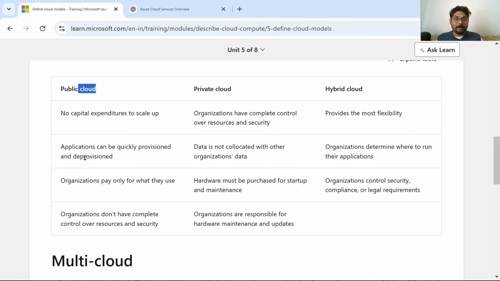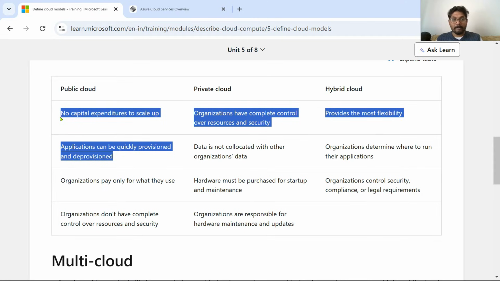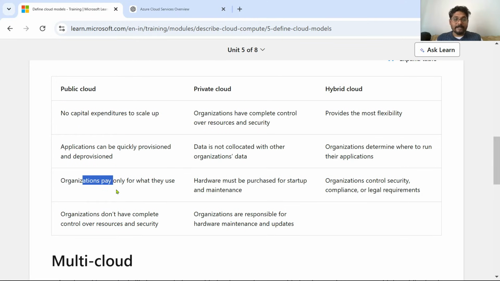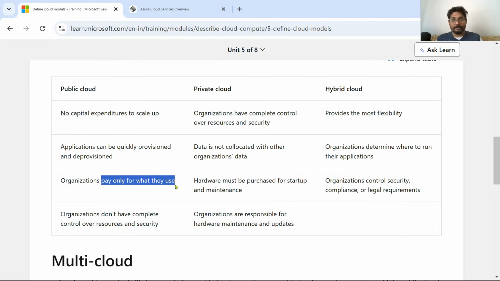Now look at the public cloud. Applications can be quickly provisioned and deprovisioned. So I can install an application, remove it. So you can do scaling up, scaling down. All this is the advantages of a public cloud. Organizations pay only for what they use. That is the main part. Here I have to buy everything. But here if you see, I just pay only for what I use. That is the difference between the public cloud and the private cloud.